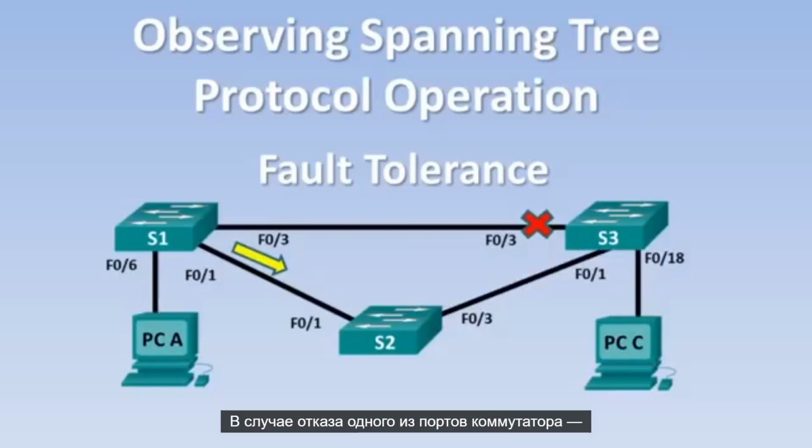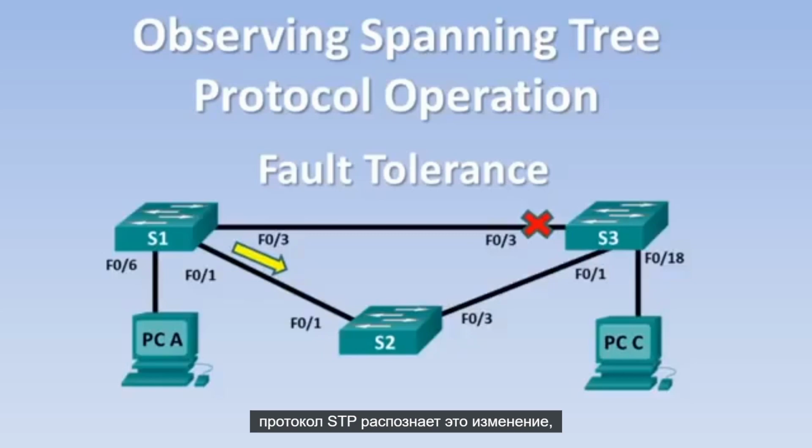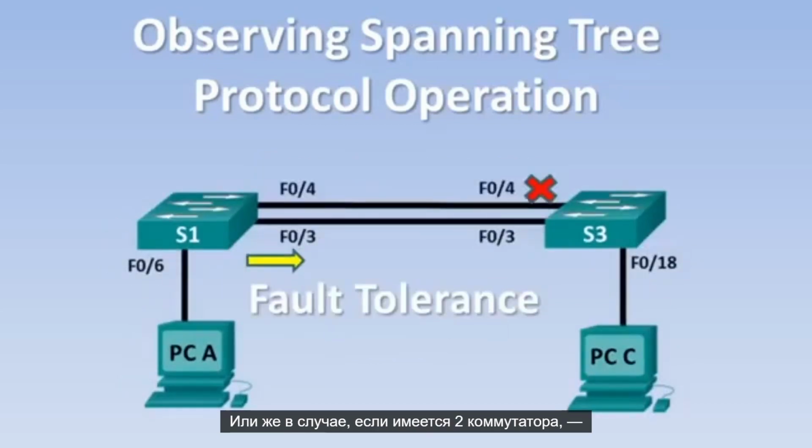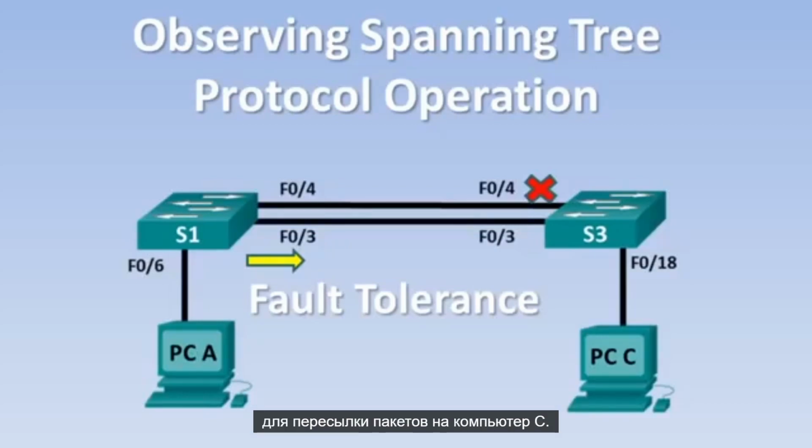And in the event that one of the switch ports was to fail, let's say that S3 has a failure on Fast Ethernet port 3, the spanning tree protocol will recognize the change and will make sure to unblock and forward packets on the path from Fast Ethernet 0/1 on S1 over to S2 and over to S3 and then finally on to PCC. Or, in the event that we have two switches, if port Fast Ethernet 4 was to go down on S3, it has the redundant link that it can use to forward packets in order to reach PCC.